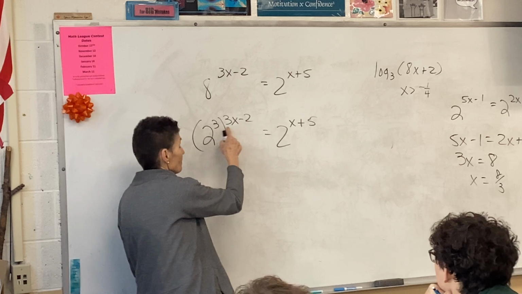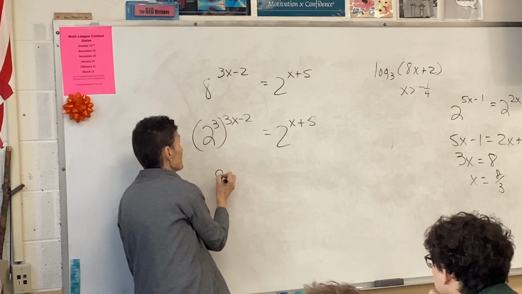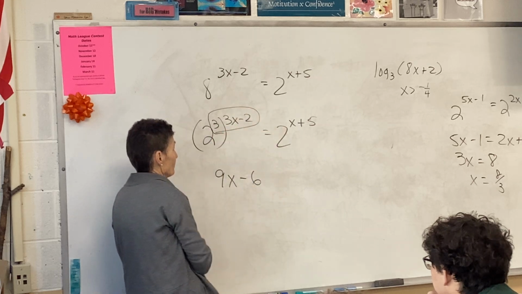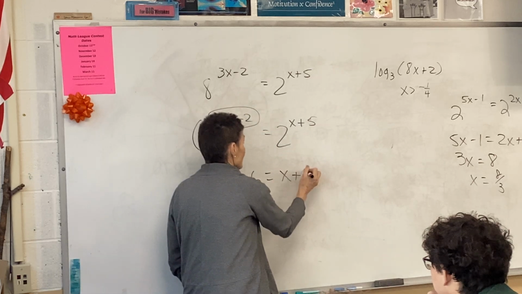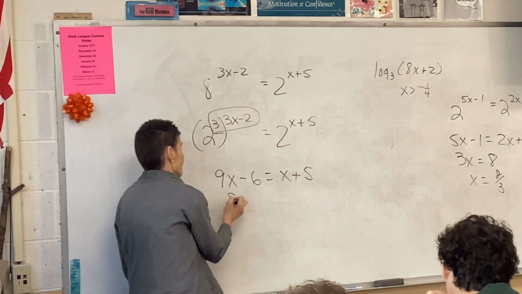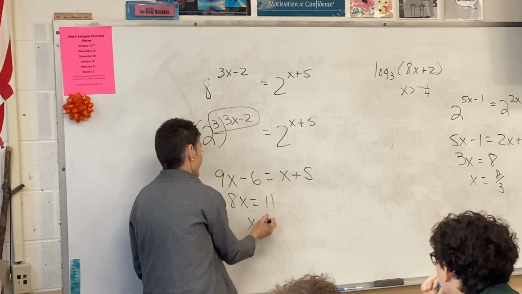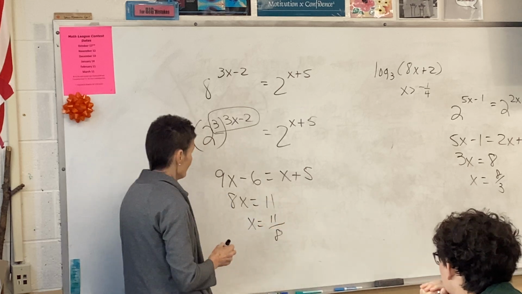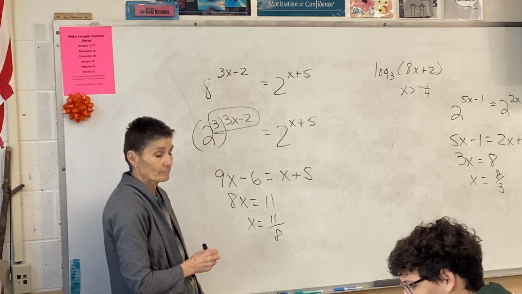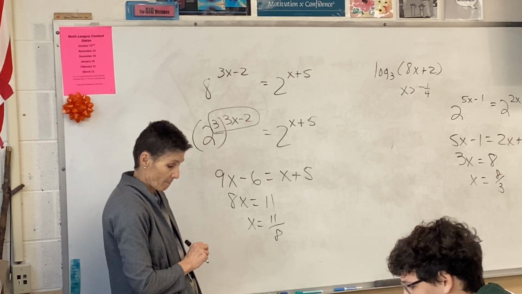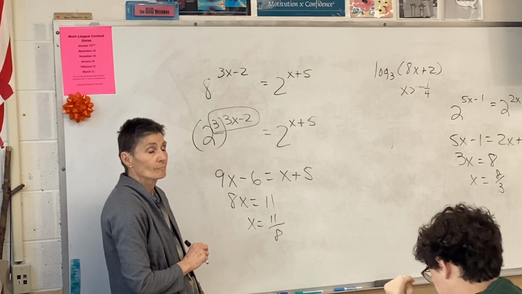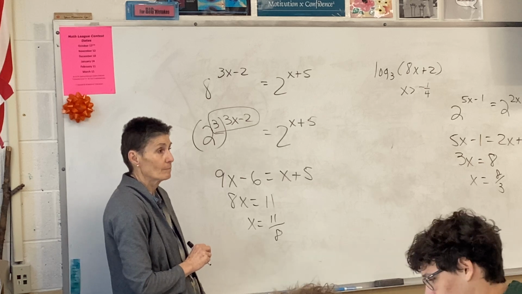What do I do here? Multiply. So 9x minus 6 equals x plus 5. I got 11/8. All good?